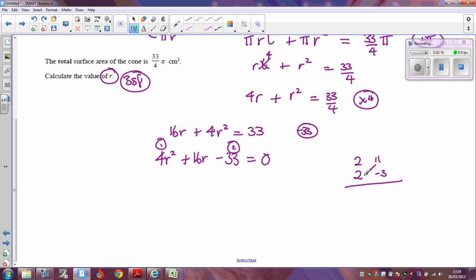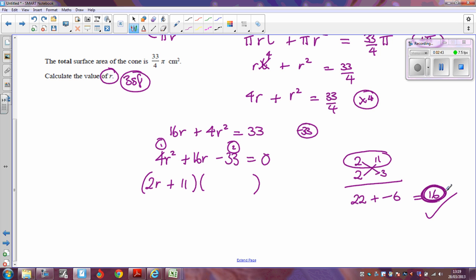And then let's try the crisscross method. 2 times 11 is 22. 2 times minus 3 is minus 6. And 22 add minus 6 is equal to 16. I've got it first time. So I can use these top two numbers to factorize, and they will give me my first bracket. So my first bracket is going to be 2r plus 11. Remember, the reason this was correct is the 16 appears here in the middle.